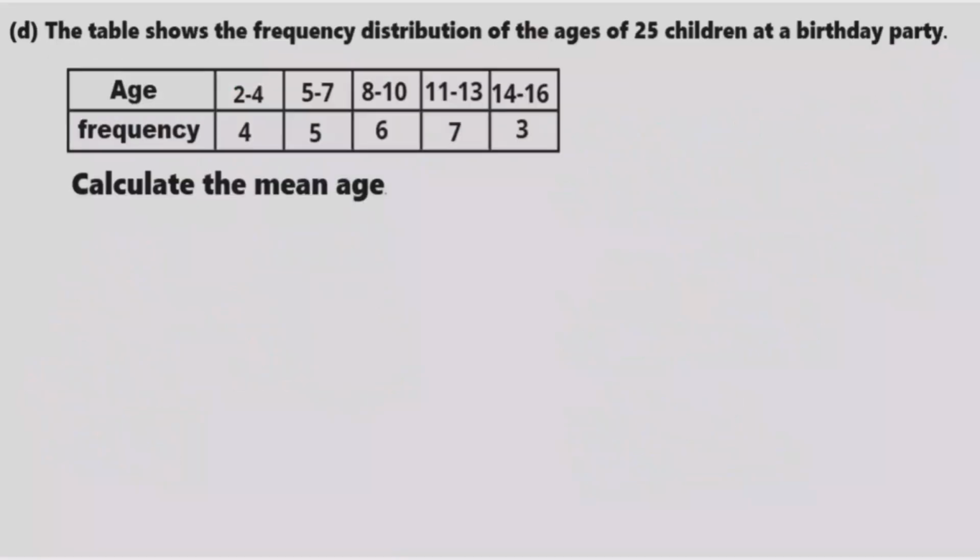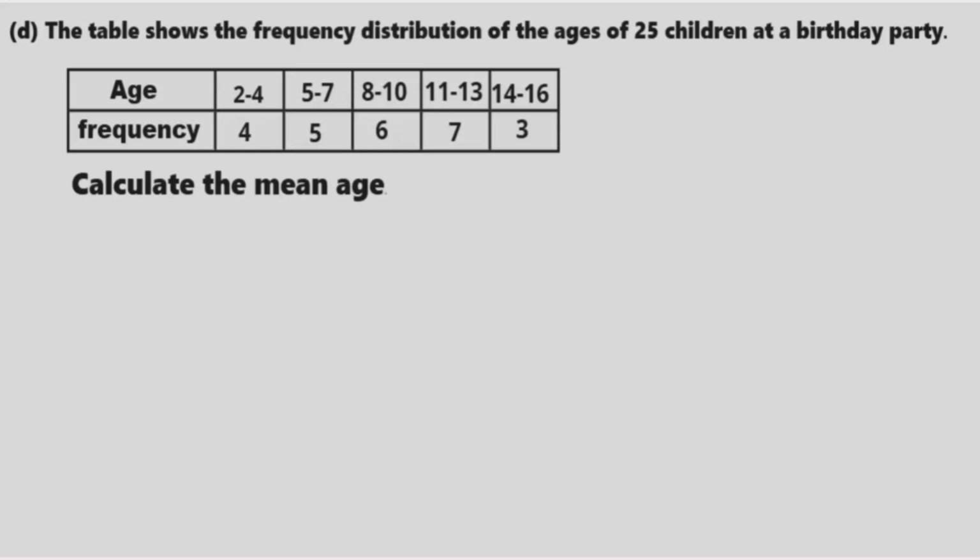So question 4D was as follows. The table shows the frequency distribution of the ages of 25 children at a birthday party. Okay, so those are the ages. So age, we have 2 to 4, the frequency is 4. 5 to 7, they were 5. 8 to 10, they were 6. 11 to 13 were 7. 14 to 16 were 3. So now the question is calculate the mean age. Okay, so to find the mean age, what we can do is this.